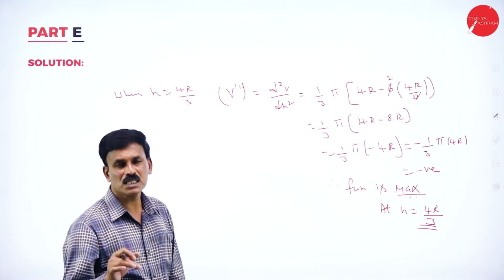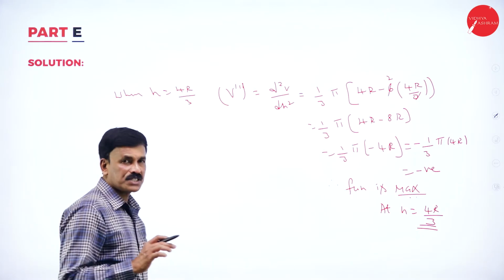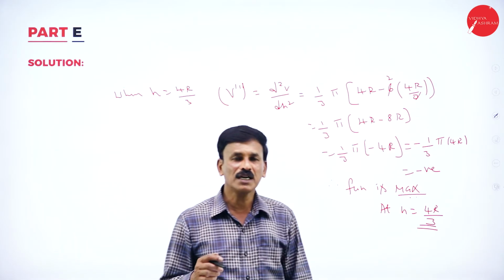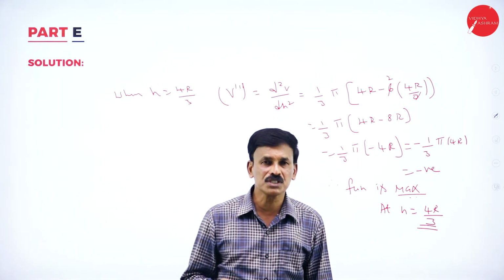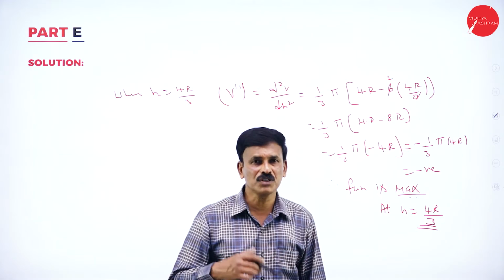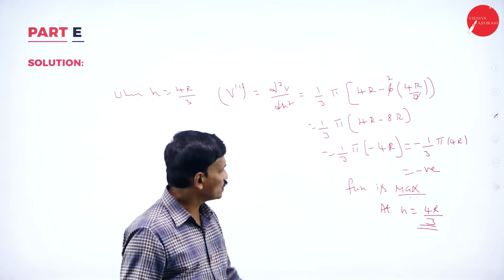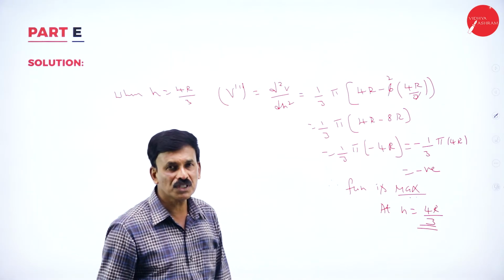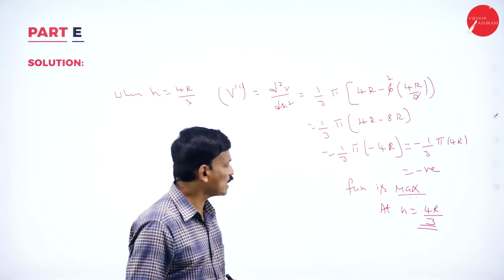That's it. Just find the first derivative, differentiate it and equate it to 0, you will get the value of h, and substitute that value in the second derivative. If it is negative, the function is maximum. If it is positive, the function is minimum. So here the function is maximum.